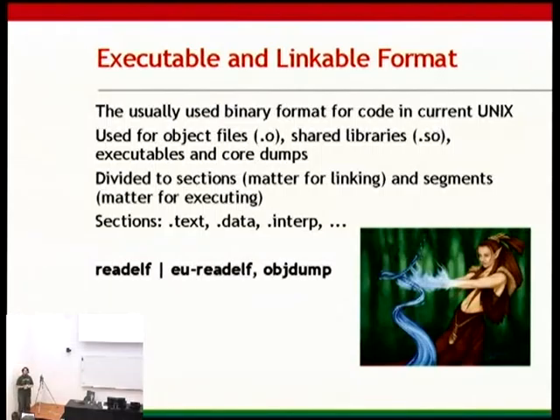And the thing you should remember is that there are sections, and the sections describe information which is required for linking. For example, there is a so-called text section which contains the actual code. There is a section with the program header which contains some useful general description of the program, and there is a section which contains a list of all symbols that it depends on.